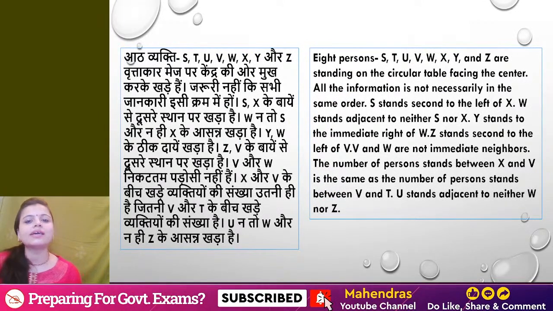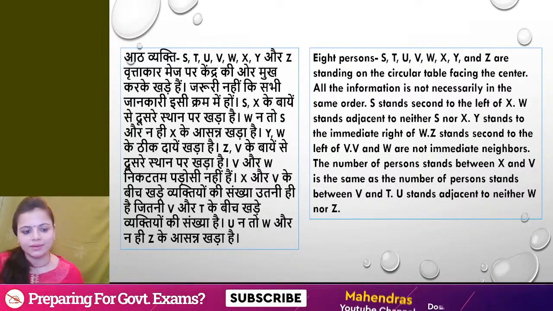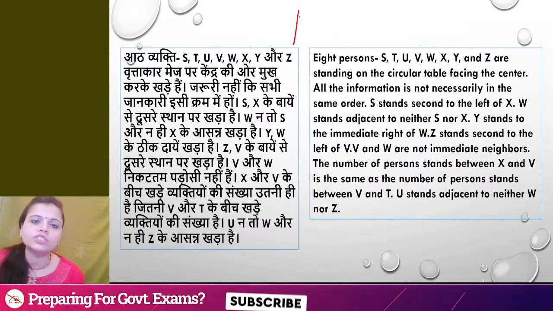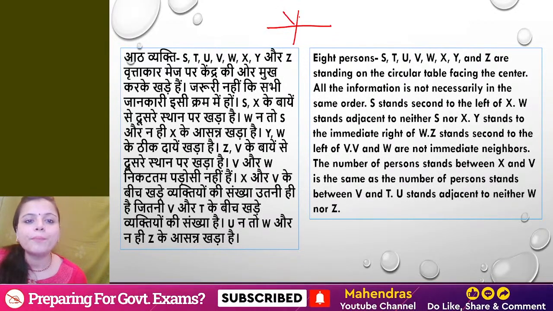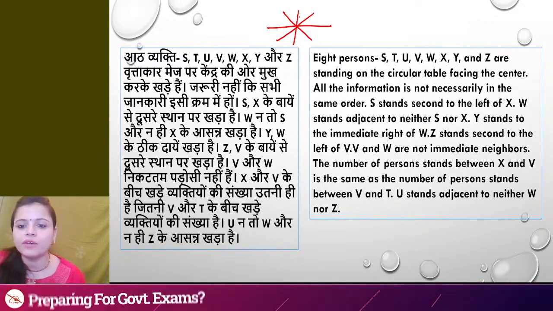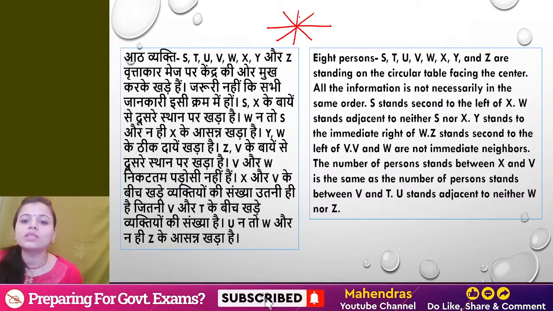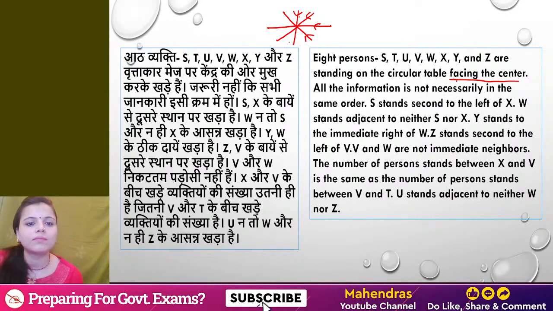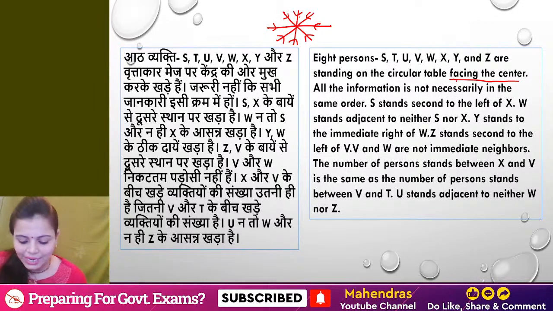See, in this question there are 8 persons: S, T, U, V, W, X, Y, Z. That means you know the number of persons. So first you have to draw the places for these 8 persons. Next, they are on a circular table, facing the center. That means they all are facing towards the center.